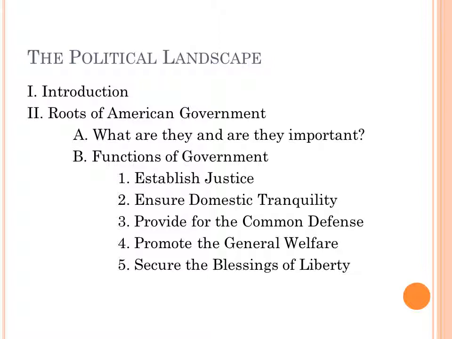This is what our framers wanted us to be able to do. This is what they wanted the government to be able to do. Now, of course, as I mentioned with the peanut butter and jelly analogy, we're going to disagree about how to actually do these things.